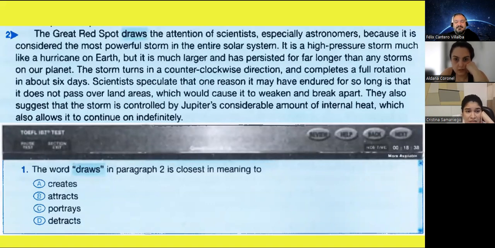I think attracts. Okay. Why is that? Because attracts the attention of the scientists. Exactly. Yes. So that is a very good strategy to do. Replace it with the words that you think it is and see how it sounds. A lot of the times it will make sense and okay, then you can verify. Yes, so in this case, all of them are verbs, so you cannot eliminate it by parts of speech. But you have to see, okay, draw the attention.